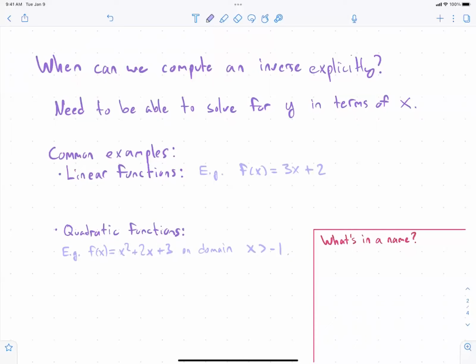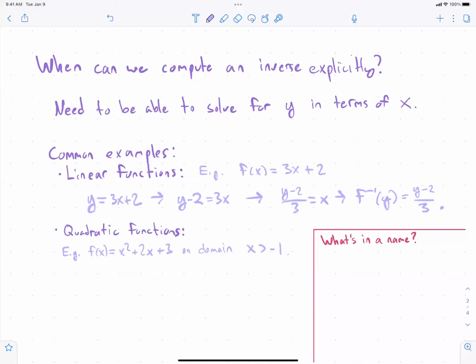The two examples that come up a lot on your homework are linear functions. For example, f of x equals 3x plus 2. If I put y is equal to 3x plus 2, and I want to solve for x in terms of y, I get y minus 2 is equal to 3x. So y minus 2 over 3 is equal to x. And so that means f inverse of y is equal to y minus 2 over 3. So that kind of linear function is pretty easy to compute an explicit formula for f inverse.